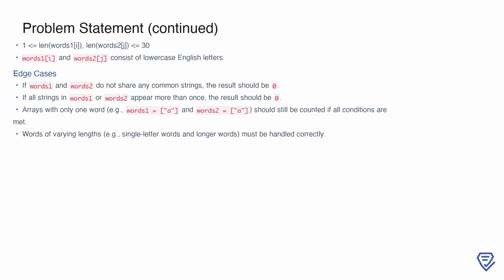There are some edge cases to consider as well. If the two arrays do not share any common strings, the output should be 0. Similarly, if all strings in one array appear more than once, the result should also be 0. Even arrays containing only one word can produce a valid count if the condition is met. Additionally, the solution must handle words of varying lengths correctly, whether they are single letters or longer strings.